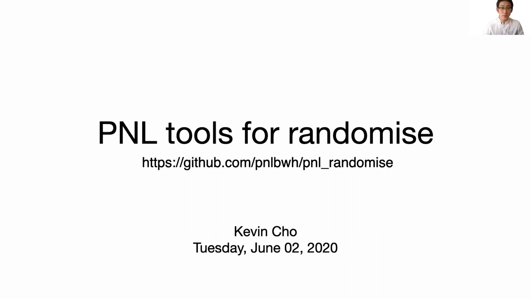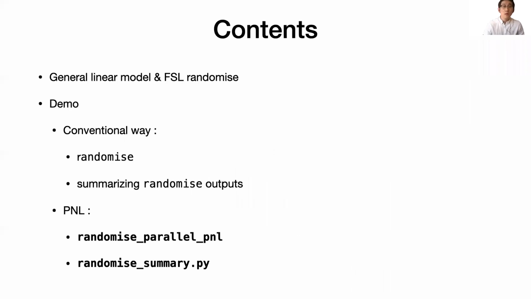To start, I'm going to talk about PNL tools for Randomise today, which is FSL's statistics tool. Although my focus is letting you know that there are tools that we can use very simply in PNL to help you check the result and run Randomise, I have to talk a little bit about the very basics of general linear models and FSL Randomise.